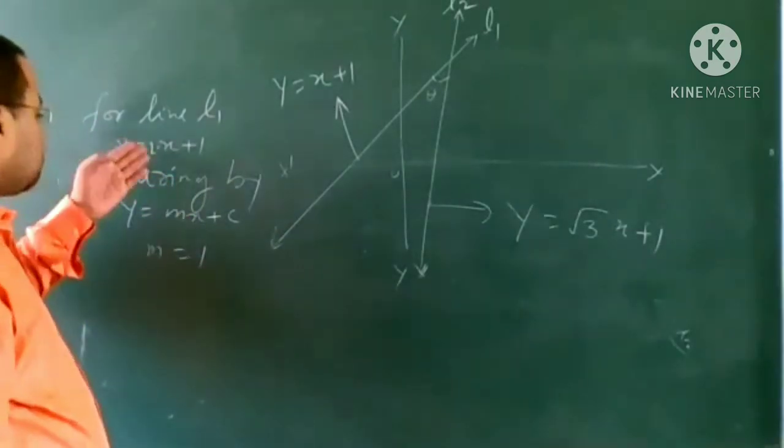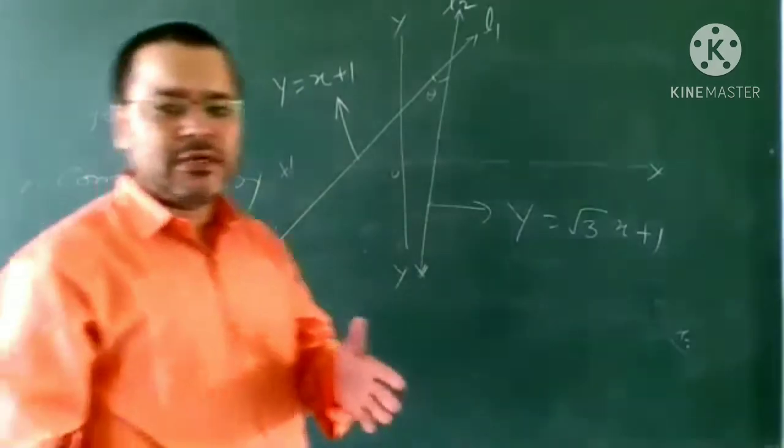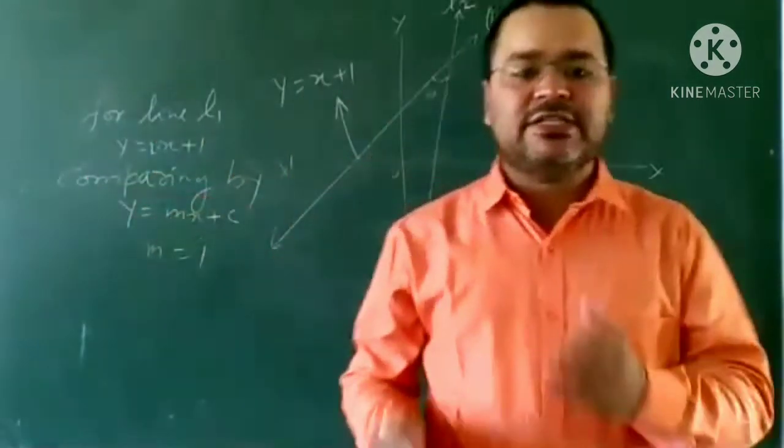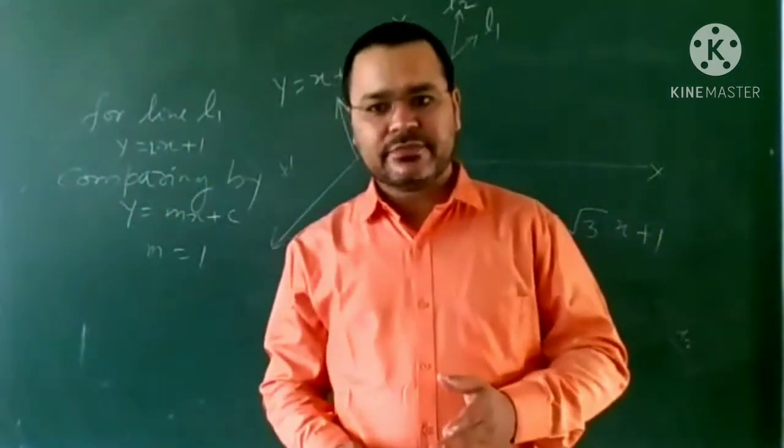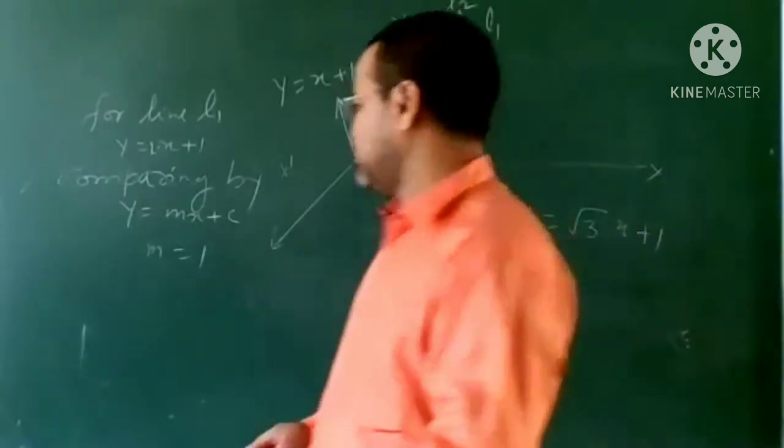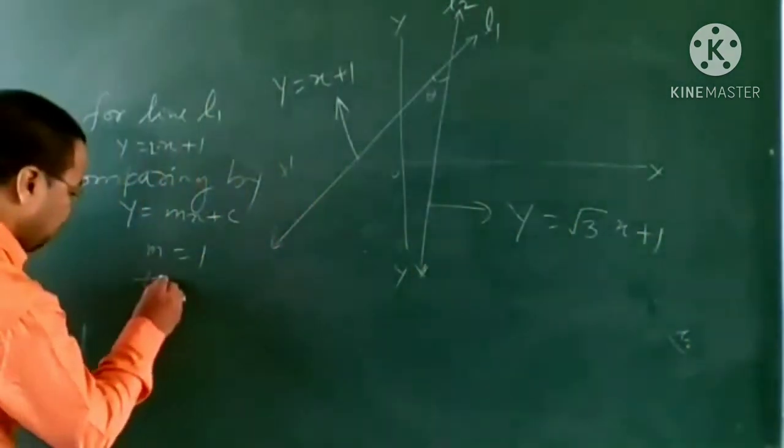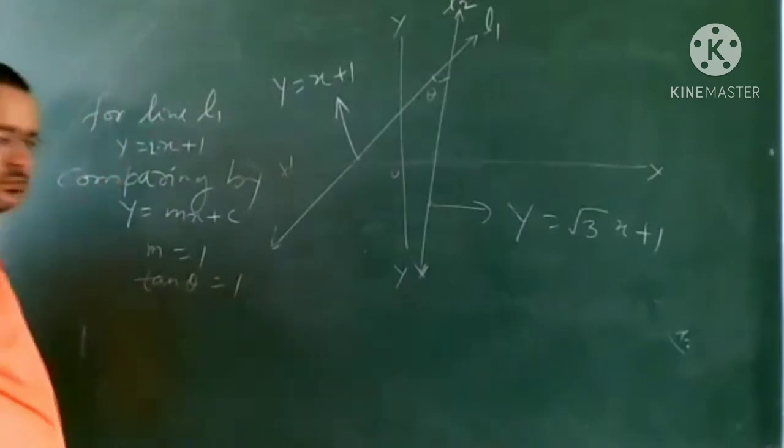So here m is what? That is 1. And you know that m is what? That is tan theta. M is equal to tan theta. So here tan theta is equal to 1.